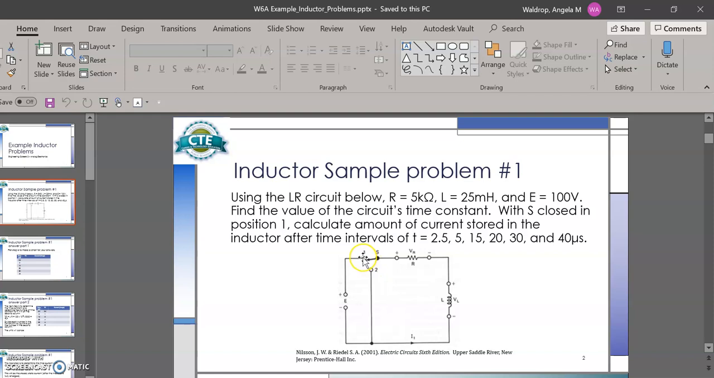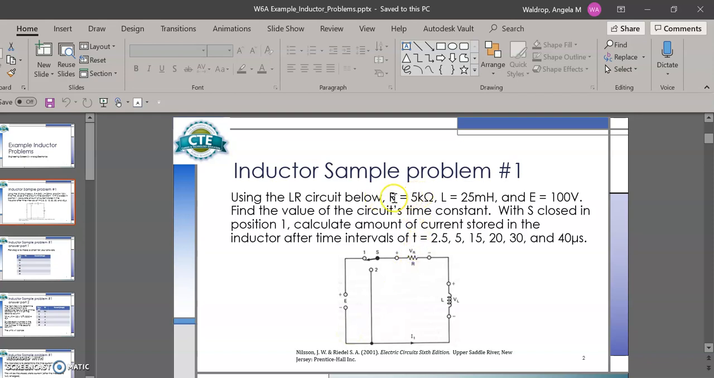When the switch is thrown in the 1 position, that means it's connected to the battery and it's charging. When the switch is thrown in the 2 position, that means the battery is disconnected and it's discharging. So we're going to do one charging problem and one discharging problem.